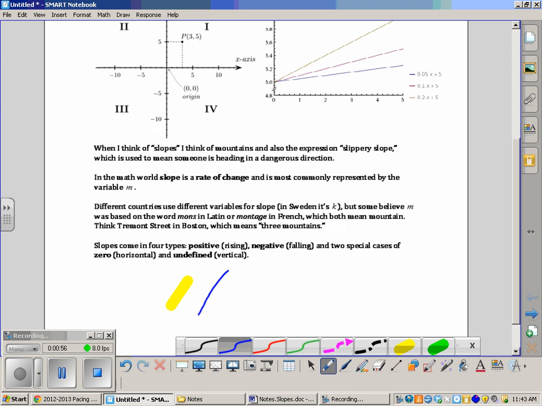There's a positive slope, so it's a rising slope, a negative, falling slope, and then the two special cases: a horizontal line, that's a zero slope, and a vertical line, which is an undefined slope. And undefined is when you're dividing by zero. Sorry, that's a little messy.